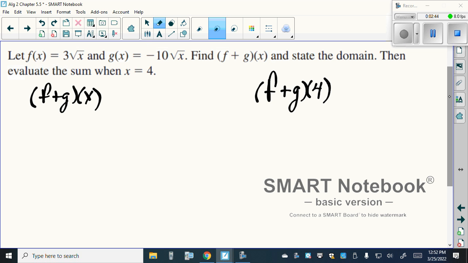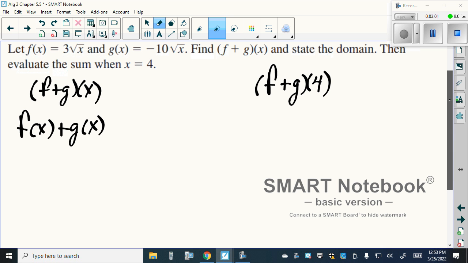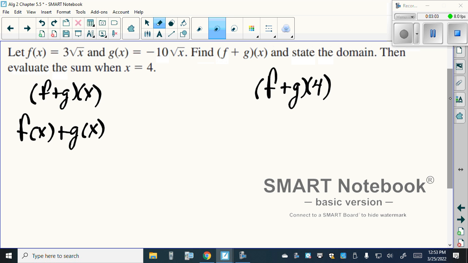Now, before we evaluate the function when x is 4, we're going to find f plus g of x. Now, f plus g of x is the same as f of x plus g of x. The function f of x plus the function g of x. Now, for this problem here, f of x is what? 3 square root of x. So we can replace f of x with 3 square root of x plus g of x, which in our case for this one here is negative 10 square root of x. So we'll replace it with negative 10 square root of x.